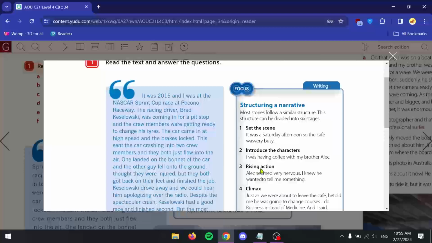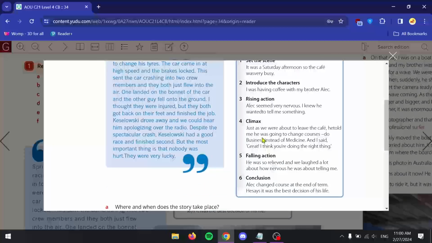Next, we have rising action. Remember when I said this is us building suspense? Here you go. The car came in at high speed and the brake locked. This is rising action. Afterwards would be the climax. This sent the car crashing into 2 crew members and they both just flew into the air. One landed on the bonnet of the car and the other fell onto the ground.